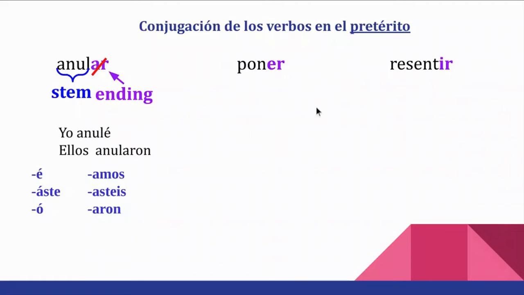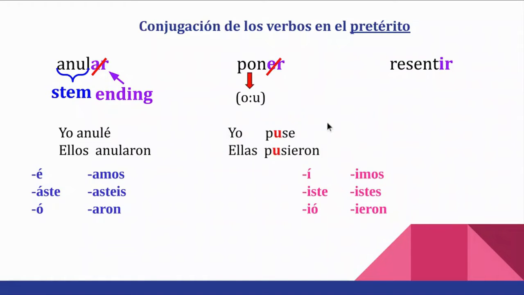Para los verbos "er" y los verbos "ir", tenemos el mismo grupo de terminaciones. So we have the same endings for both groups of verbs, for ER and IR verbs. However, as we know, there are some verbs that are irregular. Por ejemplo, el verbo poner, it's a stem changing verb and it's also an irregular form.